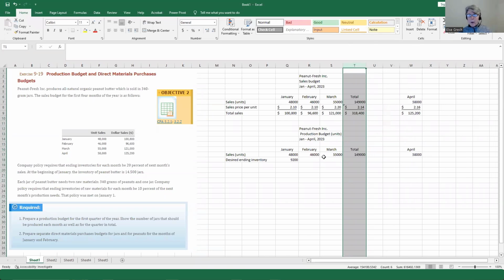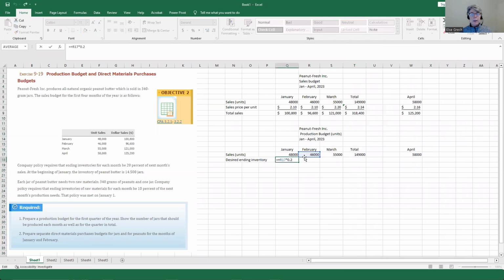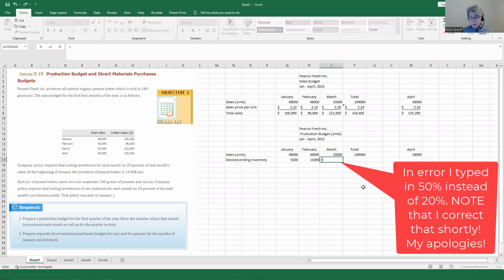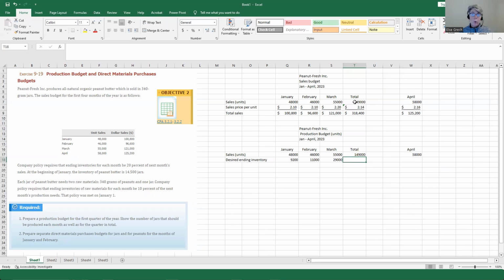There we go. Okay, so desired ending inventory is 20% of the next month's sales. So I'm going to do the same thing here. It's 20% of the next month's sales, but in March, it's going to be 20% of April's sales. So that's 29,000. Now, right here, it's got the total for the quarter. So this is actually Q1. When I look at Q1, I'm going from the first day of Q1 to the last day of Q1. And so the first day of Q1 is January 1st. The last day is March 31st.